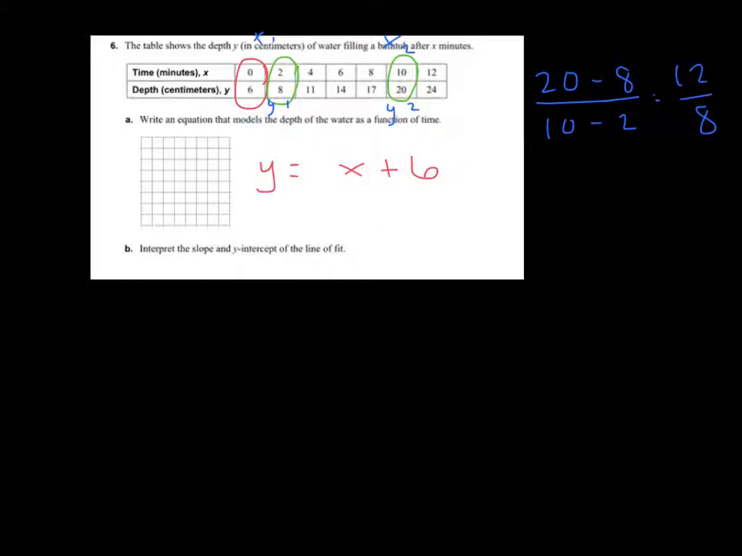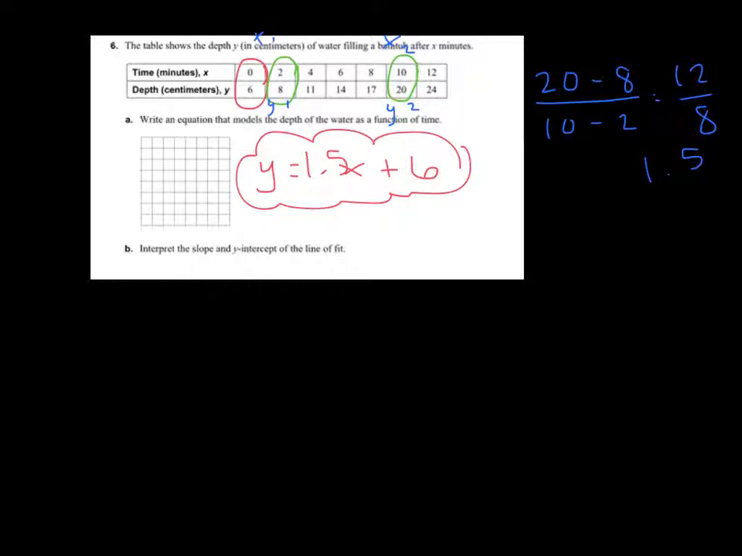However, we are talking about depth in centimeters after x minutes. So we're talking about a measurement in a real world scenario. So I went ahead and divided and found out that my slope is actually 1.5. And that's what I'm putting into my equation for m, is 1.5. So I now have my equation, which is y = 1.5x + 6. That's going to be the equation that models this data as closely as possible.